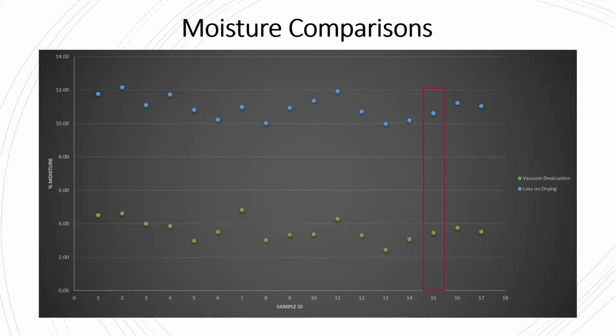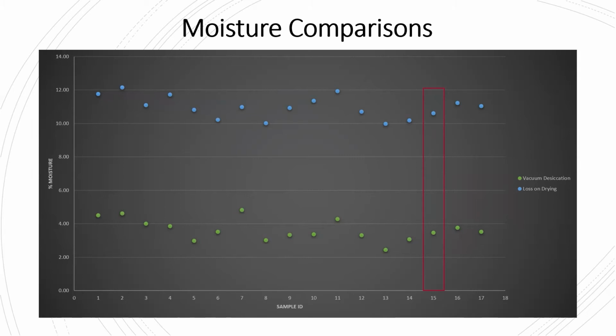This graph includes the moisture values that were obtained for both methodologies. As you can see, the vacuum desiccation method, presented in green on the graph, obtained much lower moisture values when compared to the loss on drying methodology. The average moisture via vacuum desiccation is about 3.65%, while the average for loss on drying was 10.99%.